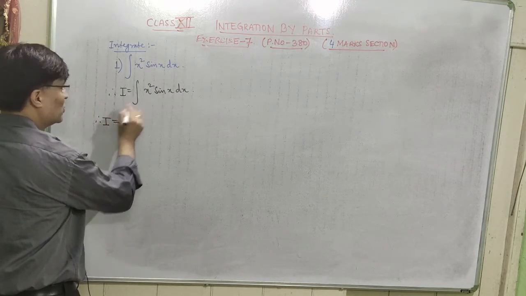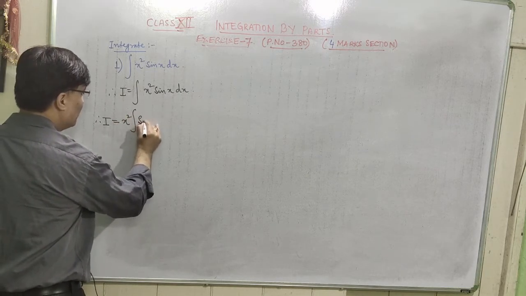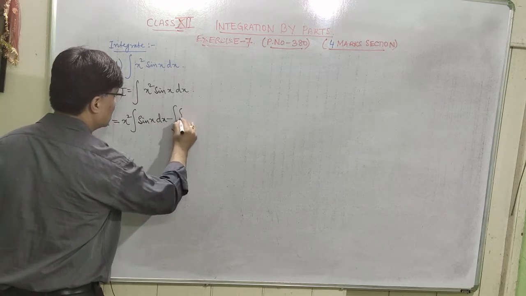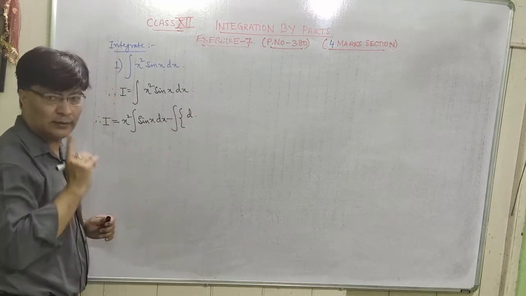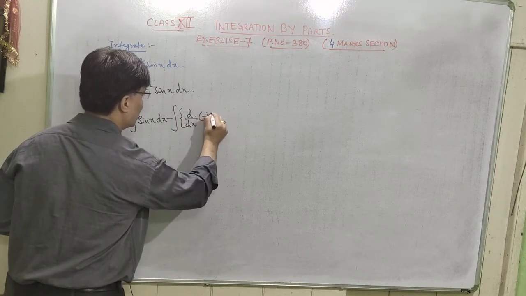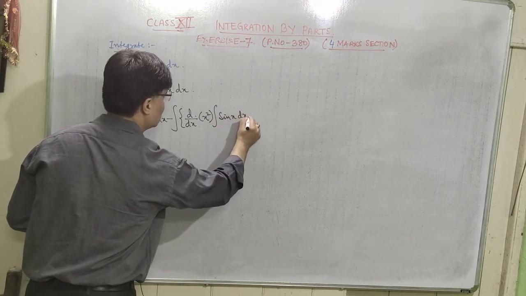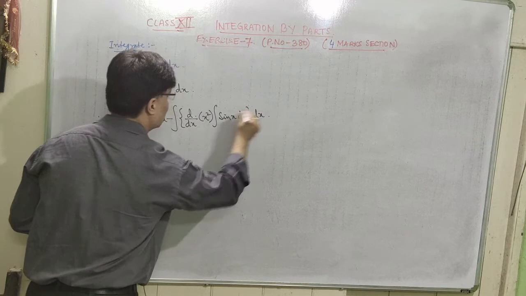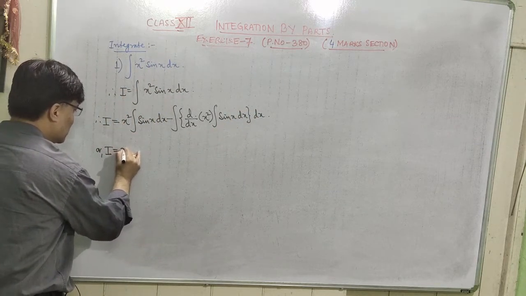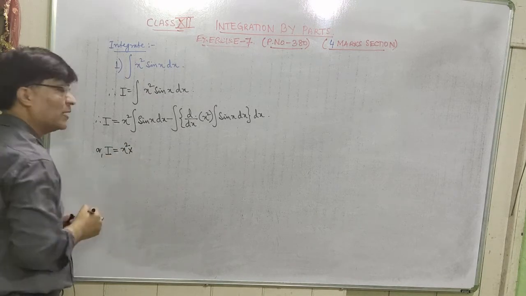So I is equal to, which is the first function? x square, integration of sin x dx, minus integration of second bracket. So this is dy/dx of x square, integration of sin x dx, second bracket close, dx. Okay, so or I is equal to x square into, let us write the multiplication sign.